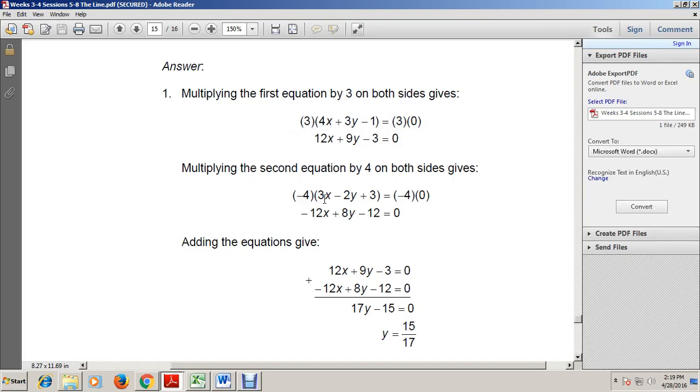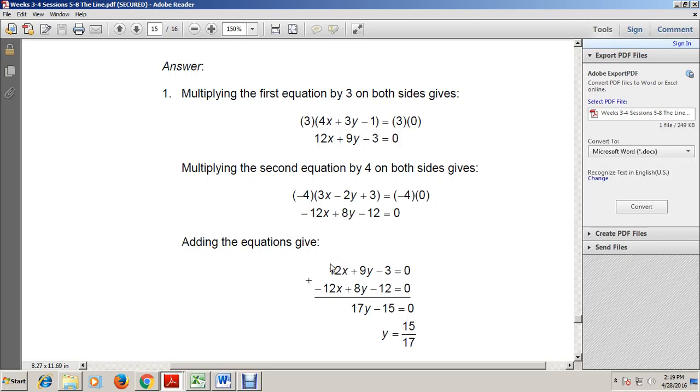Next is doing the same for the second equation. We have to make the coefficient of x equal to 12 or negative 12 instead, because later on we will be adding the two equations so that we could eliminate the variable x.